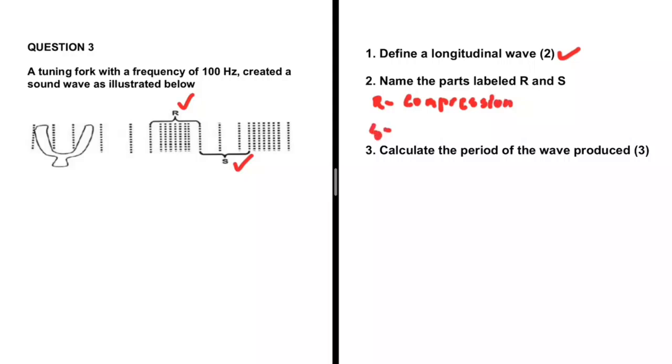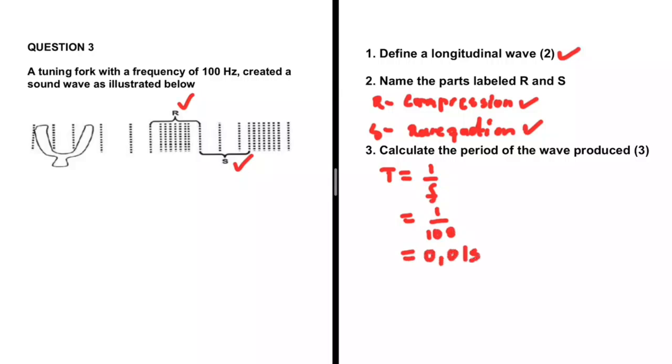Taking a look at part S, it is a region of low pressure, and in a longitudinal wave we call that a rarefaction. So we have a rarefaction for part S. There we go. Part R, compression. Part S, rarefaction. Let's carry on. Calculate the period of the wave produced. We have the frequency, so calculating the period should be an easy task. 1 divided by 100 should equal 0.01 seconds.